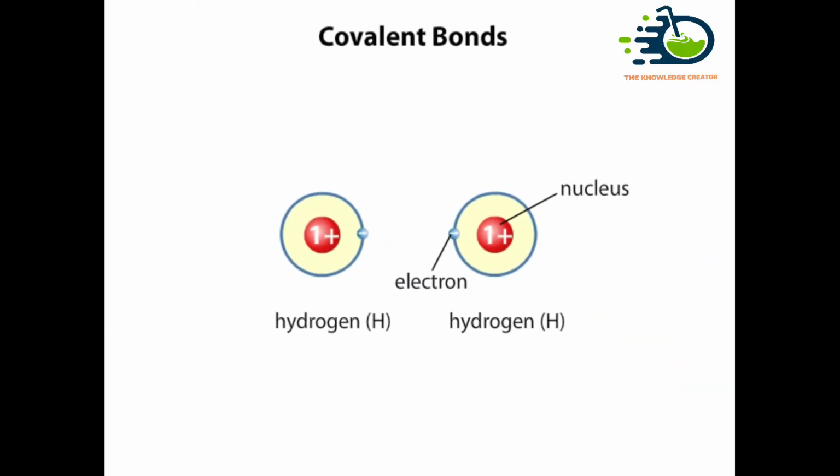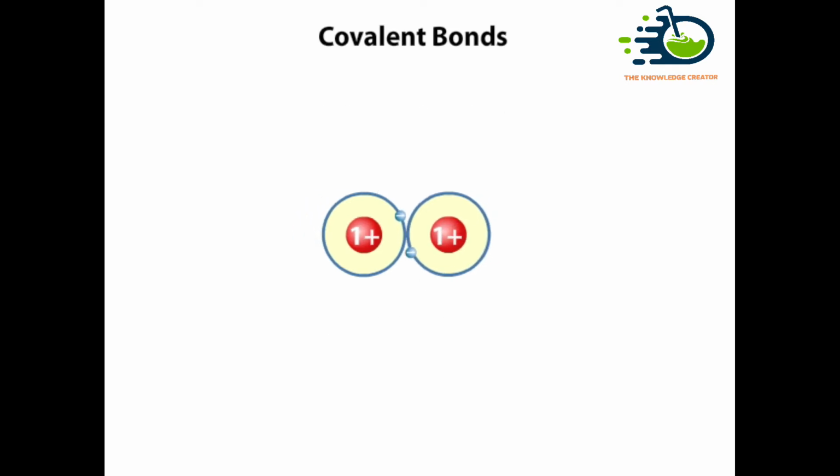A covalent bond results when two atoms share electrons. In the case of two hydrogen atoms, each shares its single electron with the other. This sharing allows each to fill its electron shell with two electrons. The pair of shared electrons constitutes a covalent single bond.